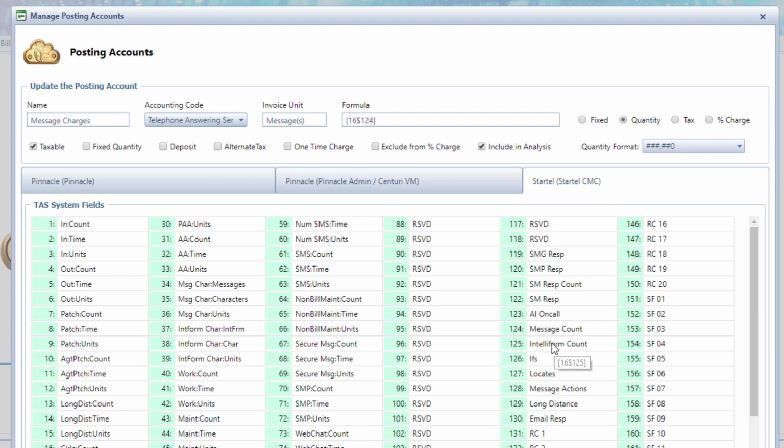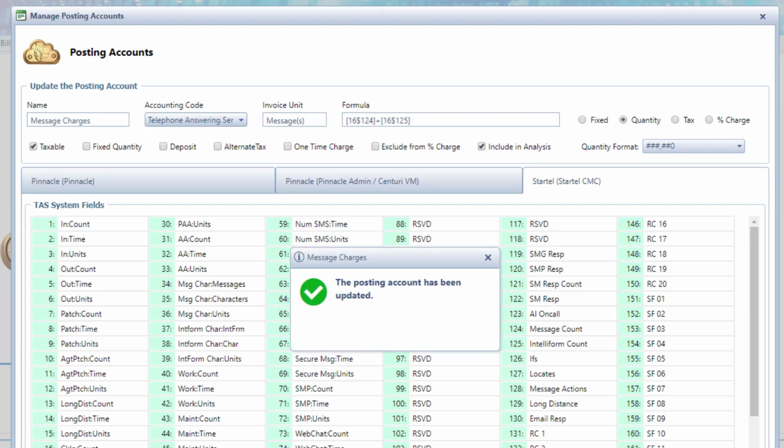If you add more fields to this, like say we add IntelliForm count, it'll add the plus sign for you. There are many variations on the math. You can edit these manually, adding or removing. Be sure to save your changes.